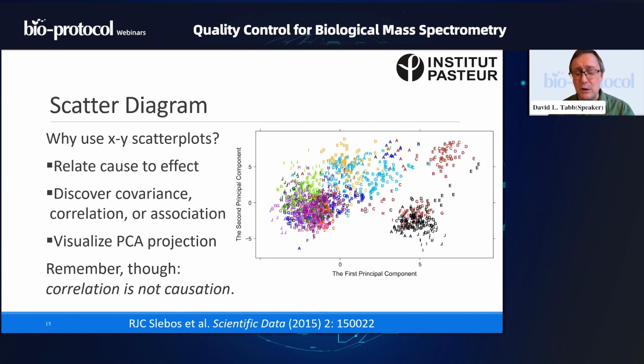That's actually something that most statisticians would frown upon quite significantly. Just seeing that two values rise together and fall together is not enough to say that one causes the other. It is, however, quite useful to discover covariance, correlation, or association. Each of these three terms means something slightly different. We're not going to get into it right now.